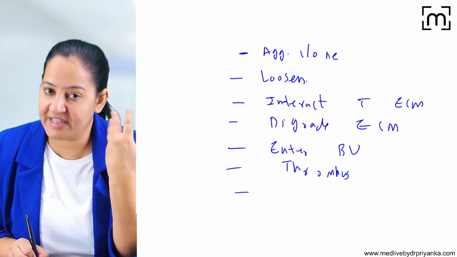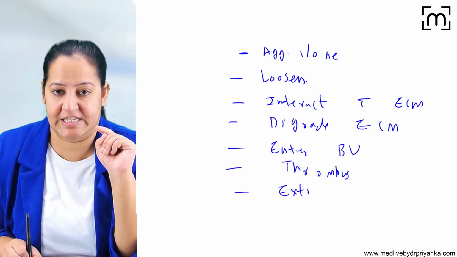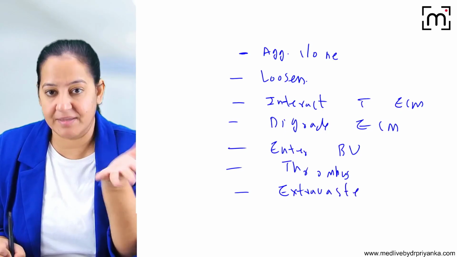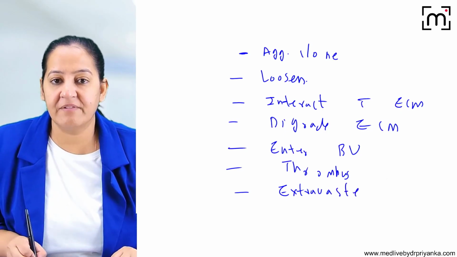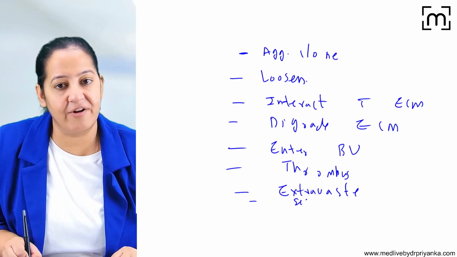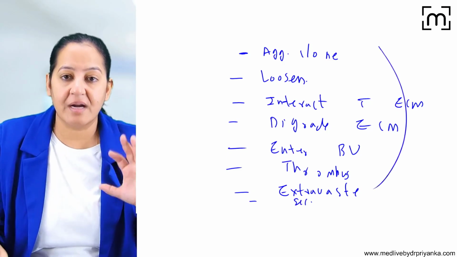They will move to some other site, they will flow and they will extravasate. They will extravasate at some other site and they will grow and form a secondary. So the last step, they will form the secondary at some other site. They will form a growth. So these are the 8 steps.